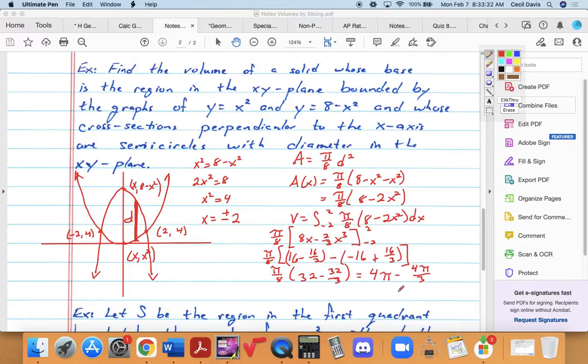In all likelihood, if this is a multiple choice question, they're going to get a common denominator by multiplying this by 3 over 3, so that would be 12 pi minus 4 pi is 8 pi over 3. That's likely to be the answer that they give. Okay, any questions about that one? All right, one more then.